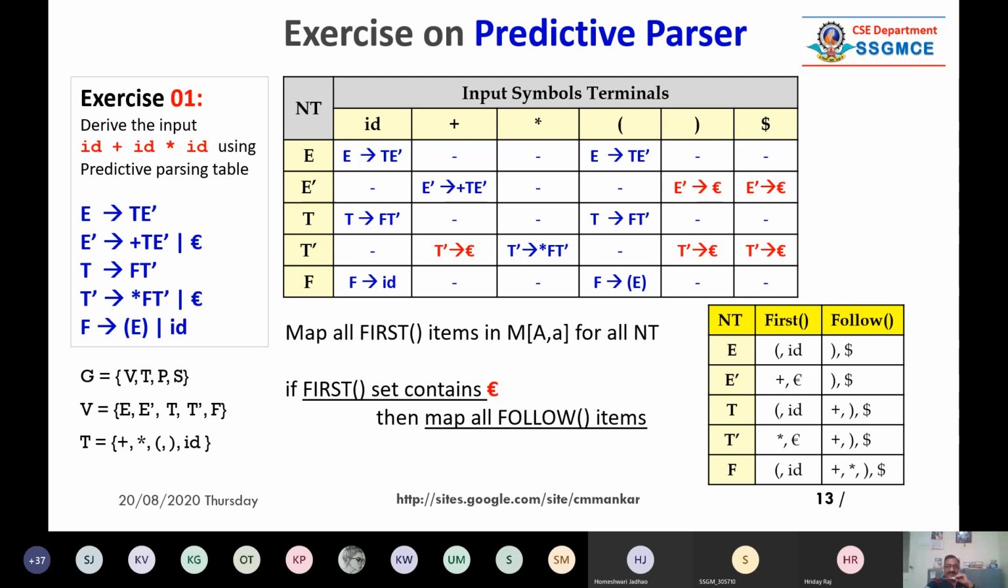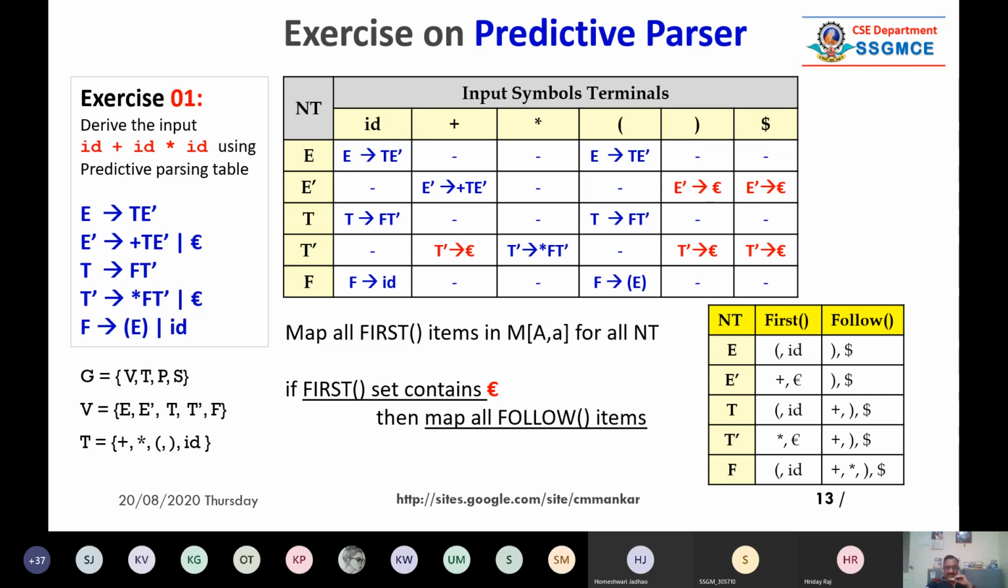Now, let us say E is there. The first set of E does not contain epsilon, right? The first set of E contains opening bracket and ID. So what is happening? We are just mapping opening bracket and ID. See here, the second column and fourth column. So what we are doing? We are directly mapping E, giving you TE dash. In the same way, in the opening bracket column, in the first row, we are mapping E with TE dash.